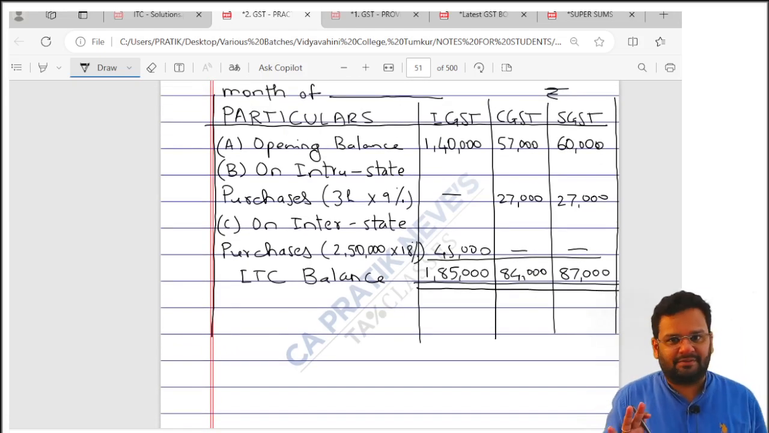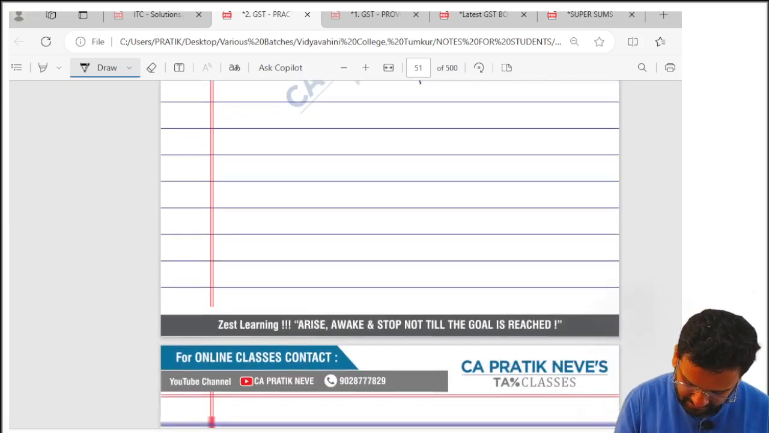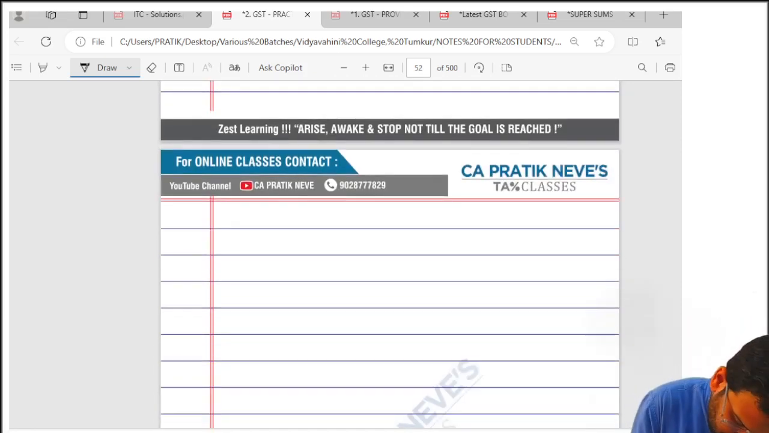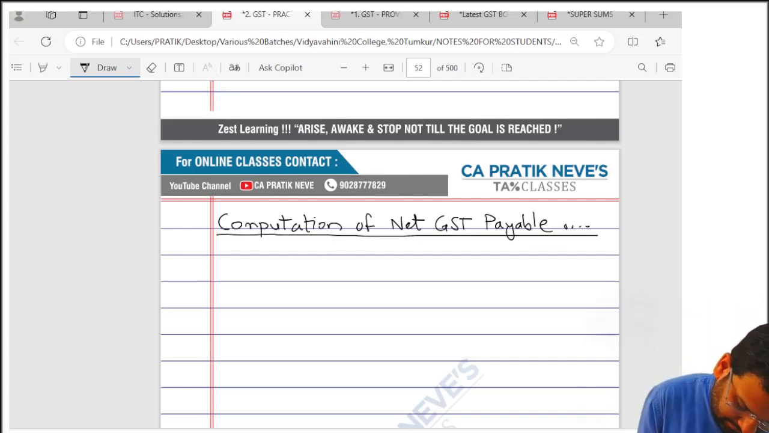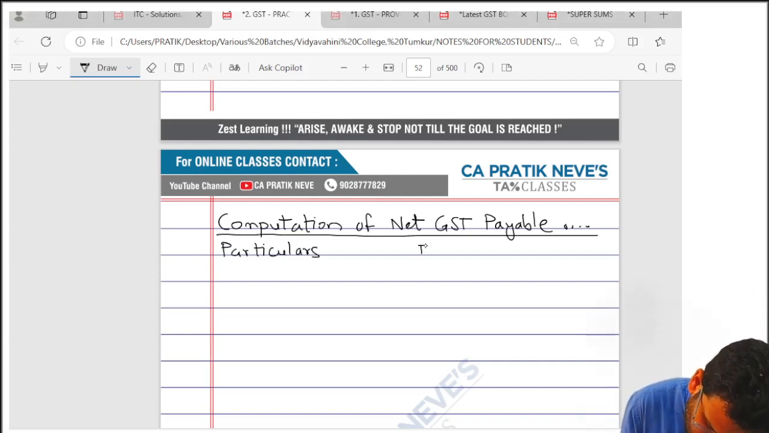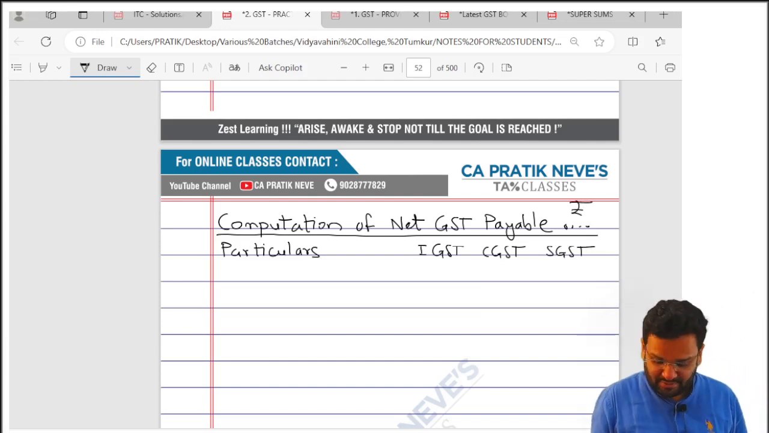This is the ITC balance. Now, computation of net GST payable for the month of so and so. Particulars: IGST, CGST, SGST, figures in rupees.